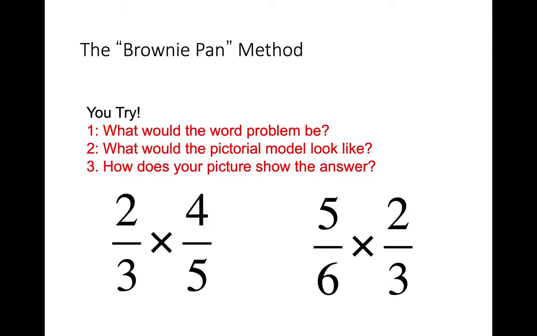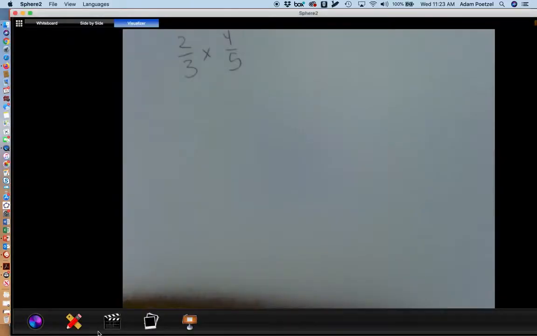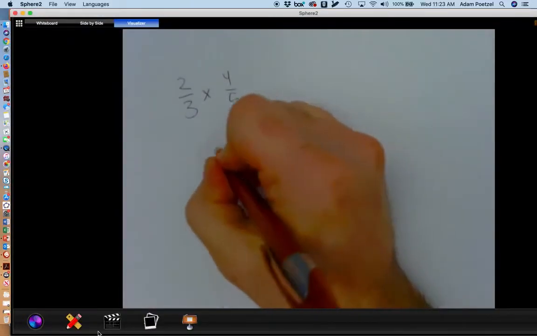So we might say, let's say that Anna came home from school and there was 4/5 of a brownie pan left and she ate 2/3 of that brownie pan. How much of the whole brownie pan did she eat? That would be a valid question. So let's take a look again at what the visual of this method would look like. Pulling that back up, we would start with the brownie pan.